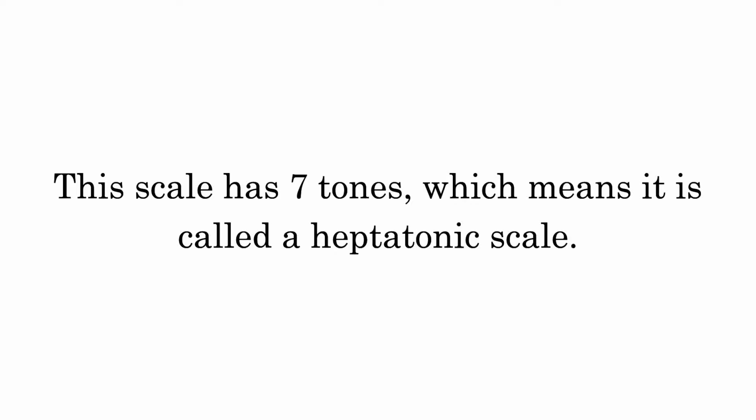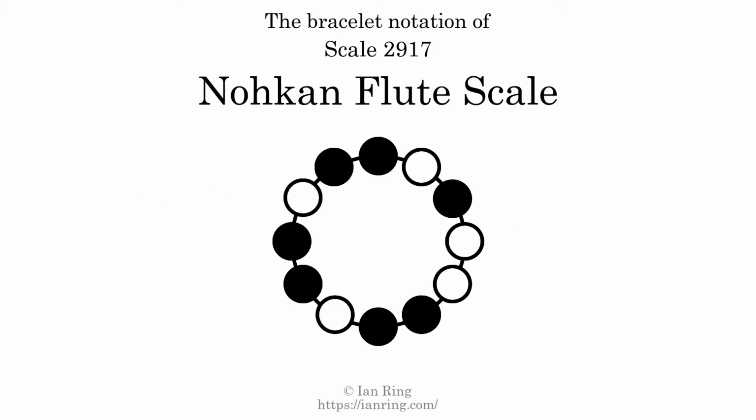This scale has 7 tones, which means it is called a heptatonic scale. This is a bracelet notation diagram of scale 2917. The shaded circles represent tones that appear in the scale, and they are read clockwise, starting at the top.